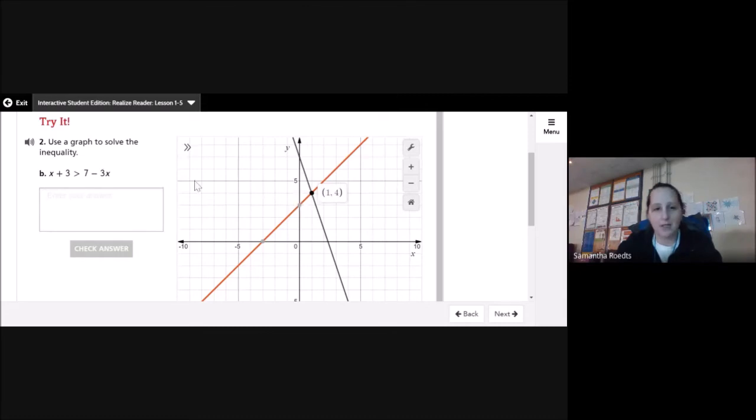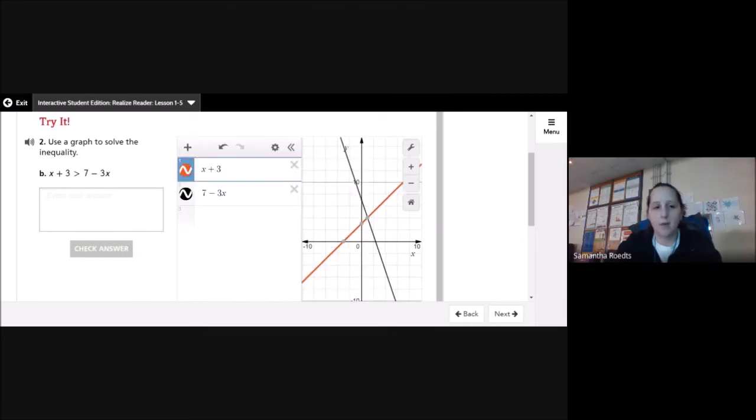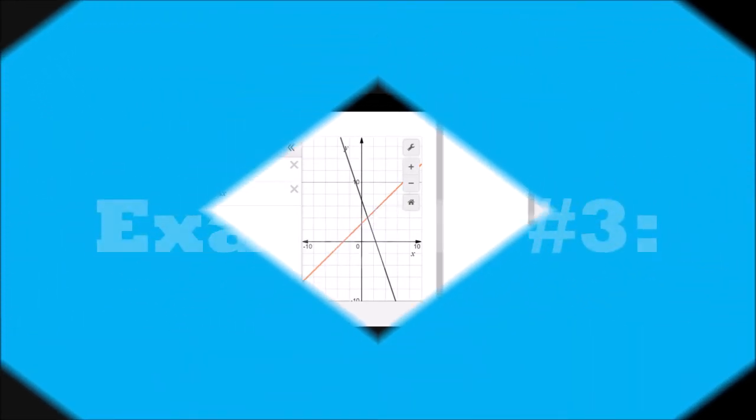So that means I want my red one to be larger than the black one. So at any time after x equals 1, it will be greater. So x is greater than 1.